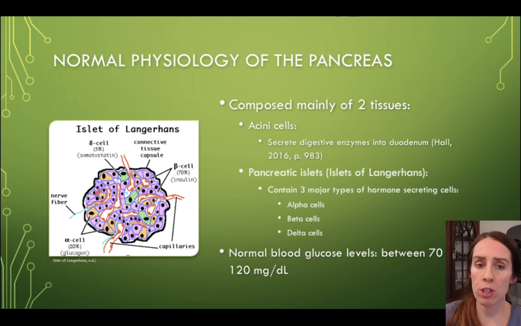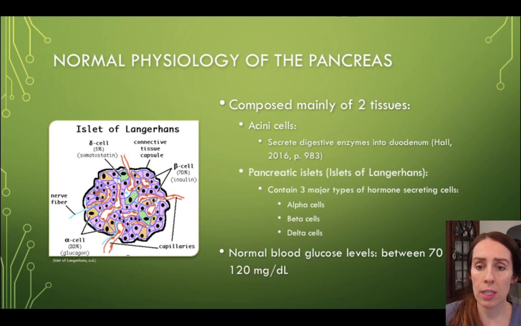And there are 3 major types of hormone-secreting cells: the alpha cells, the beta cells, and the delta cells. The alpha cells secrete glucagon between meals when blood glucose levels drop below 100. They can also help in regulating insulin levels and insulin release, and stimulate glycogenolysis and gluconeogenesis.